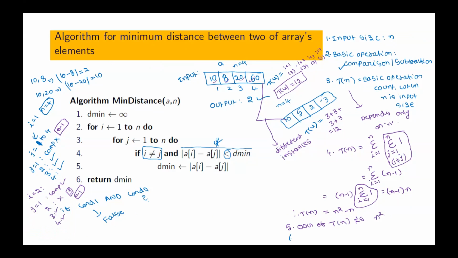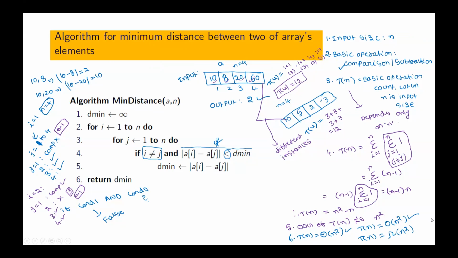T of n, can we write it as theta of n square? Is that correct or not? Yes, correct, sir. T of n is big O of n square. That's also correct. T of n is big omega of n square. That is also correct. There are different ways of representing its running time.